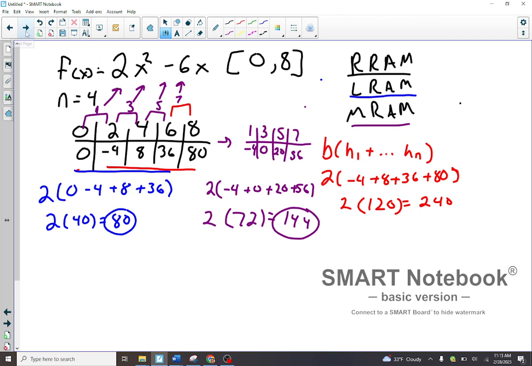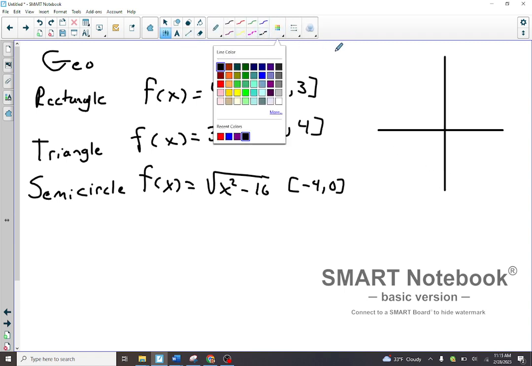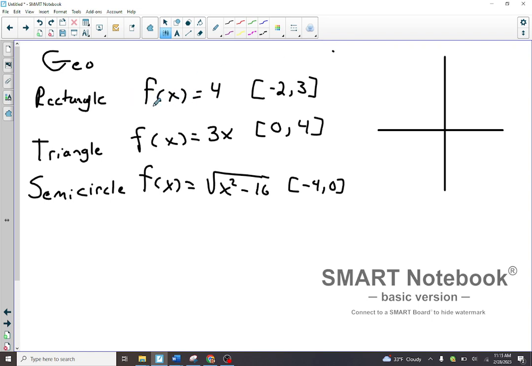So next thing we're going to do is our geometric version. The geometric version is when we just draw out the shape and see how it looks, and we could use simple geometric areas. So for example, our rectangle is f of x equals 4 from -2 to 3. So from -2 to 3, we have a horizontal line at 4.